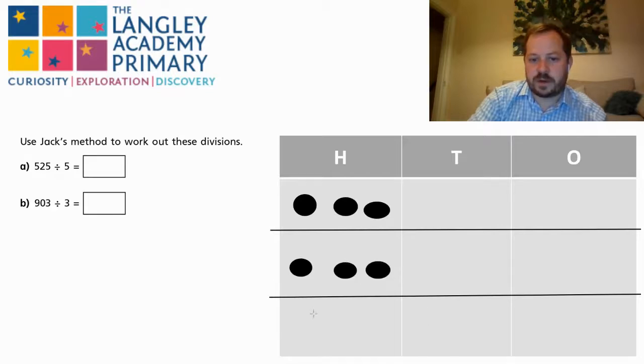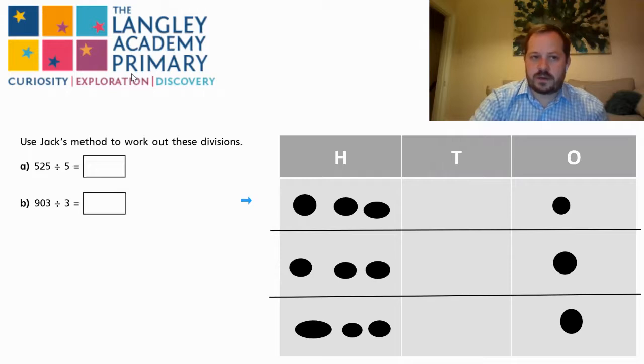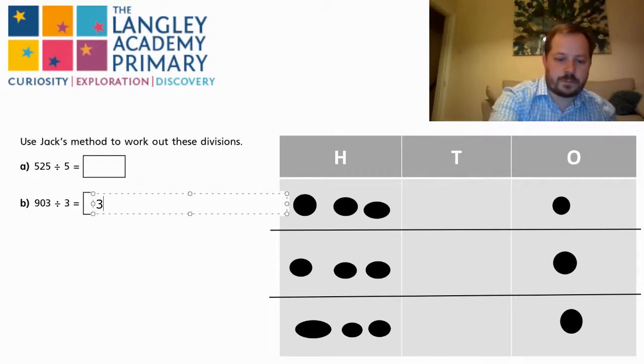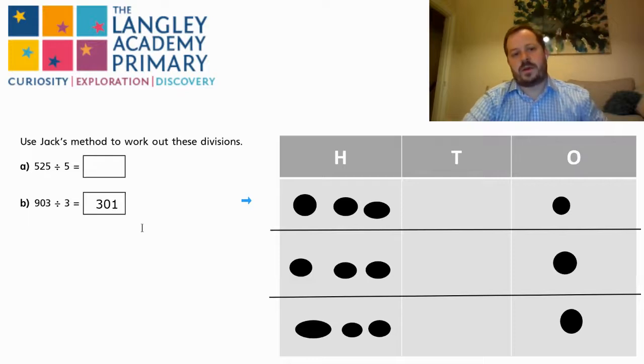And then we check we've got 900. 1, 2, 3, 4, 5, 6, 7, 8, 9. 900. There are no tens. And then there are 3 ones. So I put my 3 ones in. I look in just one of my rows, and I know that my answer is 301.